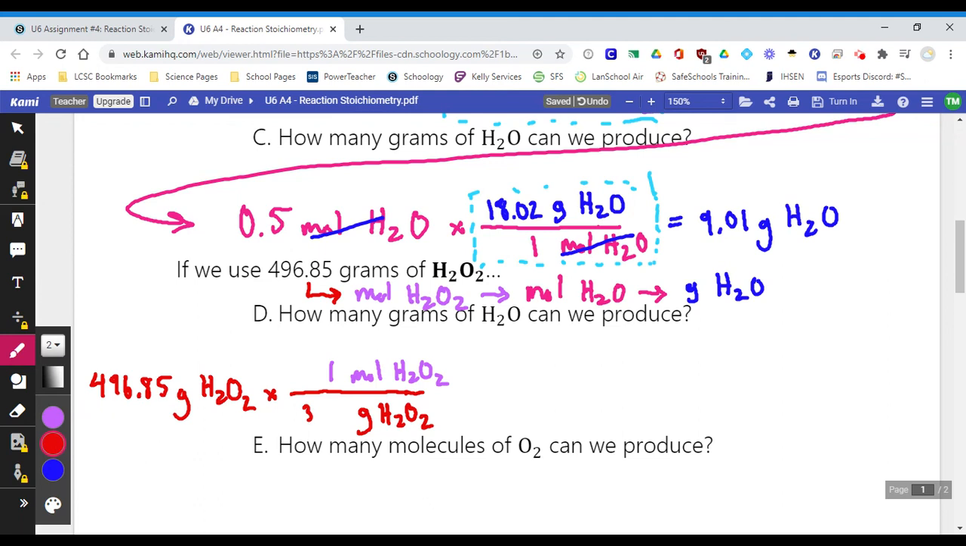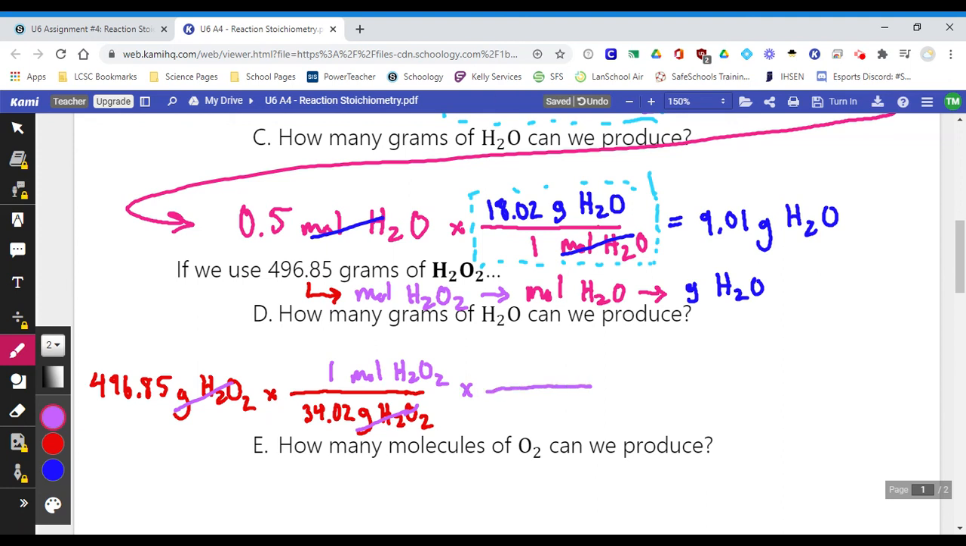So there are 34.02 grams of H2O2 in every mole of H2O2. That should help me cancel my grams units of H2O2 out. And now I'm at moles of H2O2. But we're not done yet, okay? Because I don't want moles of H2O2. I want grams of H2O. We still have more to do. So we're on to another fraction bar, another conversion factor.